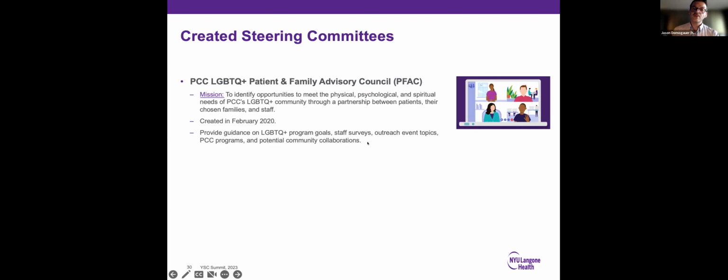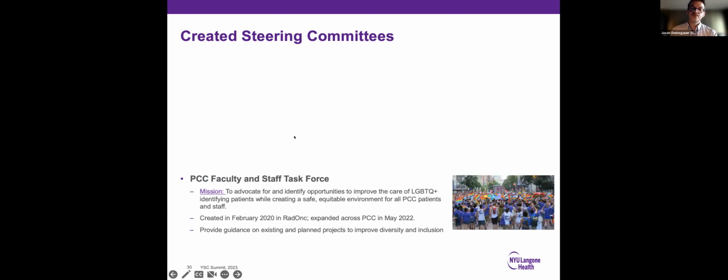So towards these ends, we created a patient and family advisory council. This is one of the first steps we did. Again, welcoming and creating space at the table for our LGBTQ plus patients and their chosen families, either that have undergone or are currently undergoing a cancer diagnosis and treatment, as well as create an opportunity for faculty and staff who are both LGBTQ plus identified and those that are not, who are able to voice their concerns or things they're seeing in the care of their patients, or to create a better space for those at NYU to feel safe and included as they come to work.